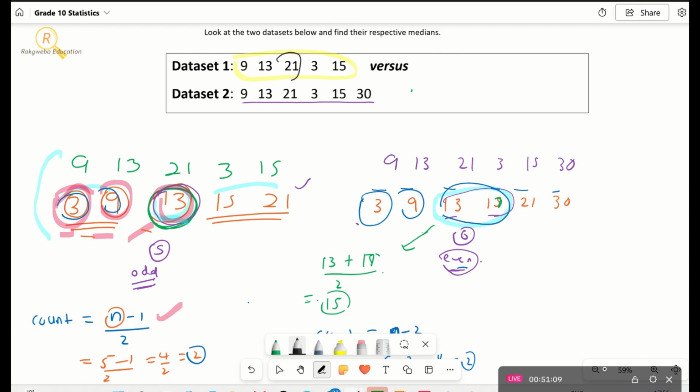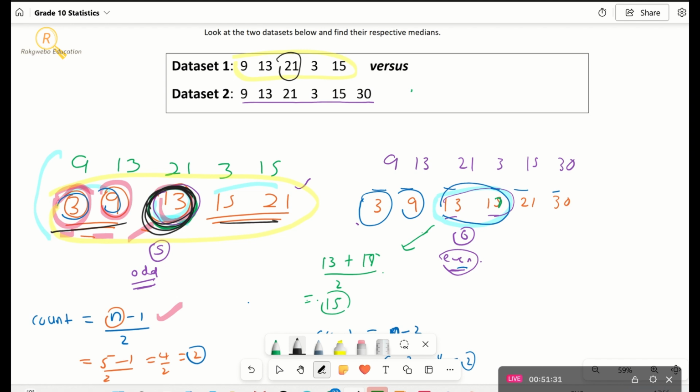You can't say the middle value is 21 because you must first put the numbers in ascending order, from the smallest one to the largest one. So this is exactly what we did here. And then after doing that, we wrote down the middle value, which happens to be 13. We've got two numbers on the left, two numbers on the right. So the middle value is 13. Hence the median is 13.